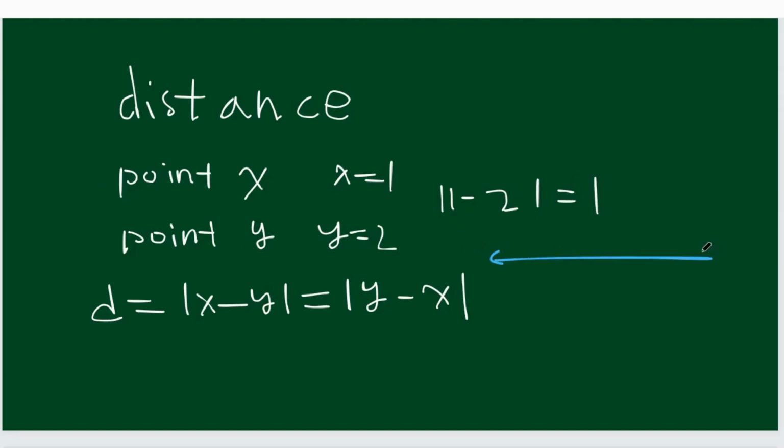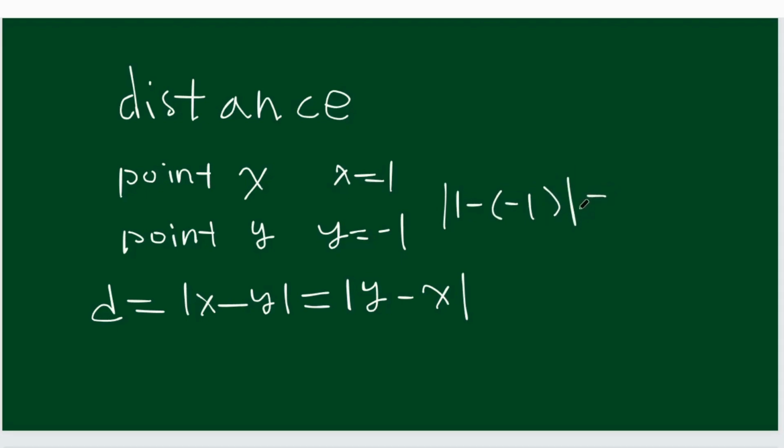And on the number line, you can see that the distance between 1 and 2 is exactly 1. So what about if y was equal to negative 1? Well, then the distance here is equal to the absolute value of 1 minus negative 1, which is y. And this is equal to 2. And here on the number line, here's a 0, and this is 1 and this is negative 1. And the distance between 1 and negative 1 is exactly 2.